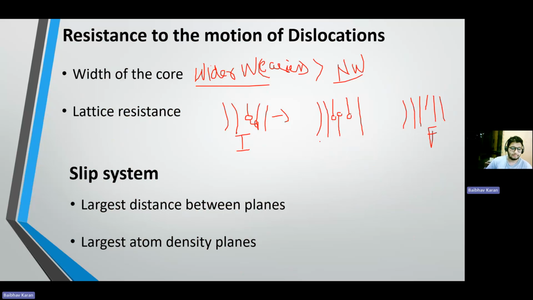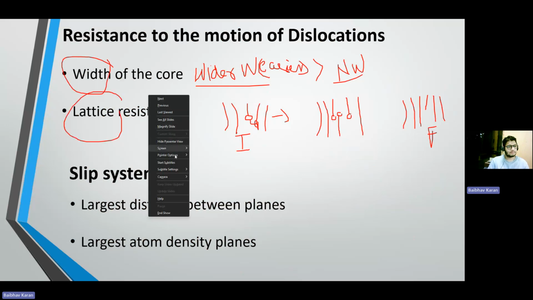This was explained by Peierls and Nabarro, and they gave the value known as the Peierls-Nabarro stress, which is equivalent to 2G by (1 minus mu) times exponential of minus 2 pi gamma by b, as explained by Professor Shashank. So the resistance to the motion of dislocation depends on two factors: one is the width of the core and one is the lattice resistance.